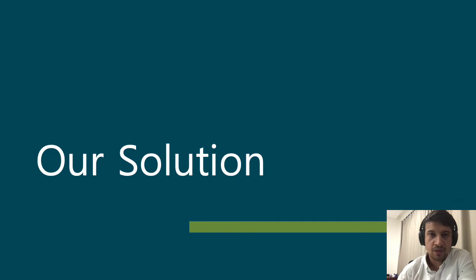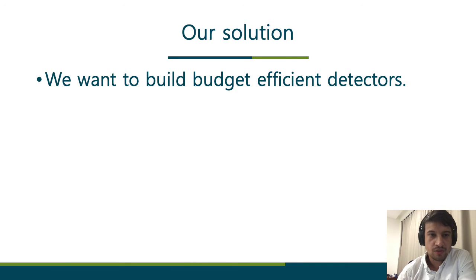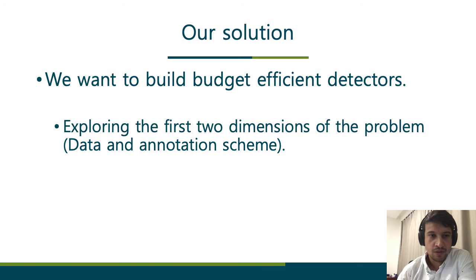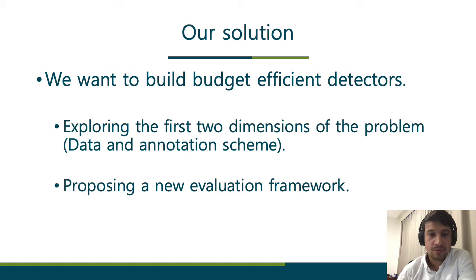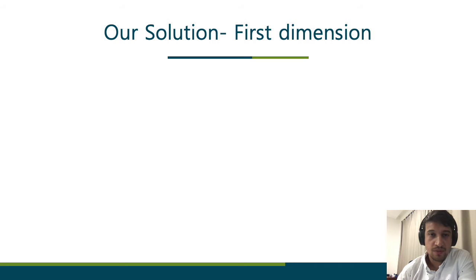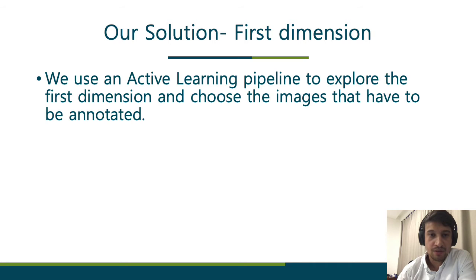To solve this, we want to build budget-efficient detectors. We want to explore the first two dimensions of the problem, being data and the annotation scheme, and we want to propose a new evaluation framework. For the first dimension, we're going to use active learning to explore which images to choose and to annotate.